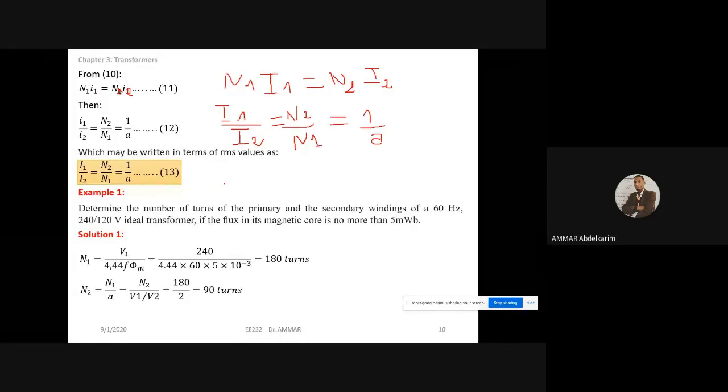Okay, is it clear here with the current before seeing the example? Yes. Okay, so it's the vice versa.